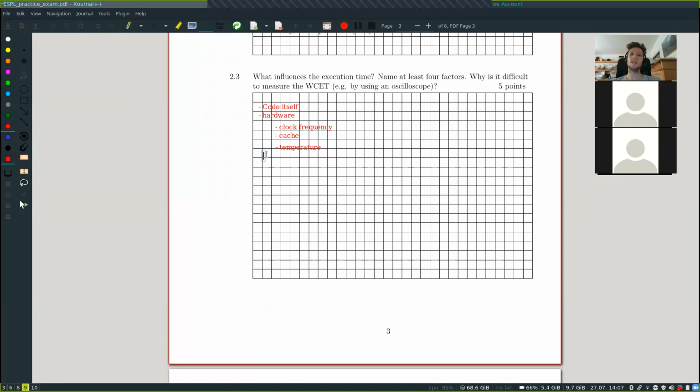Processor architecture, for instance, like custom silicon, will be super quick compared to nothing. Accelerators, hardware.